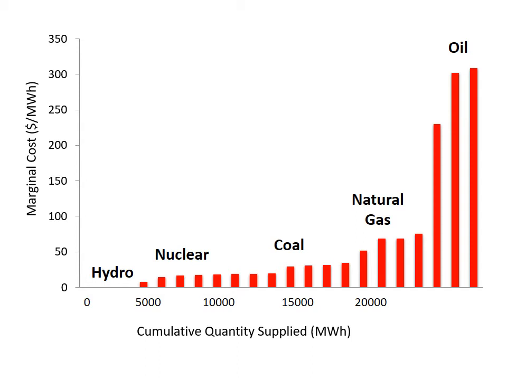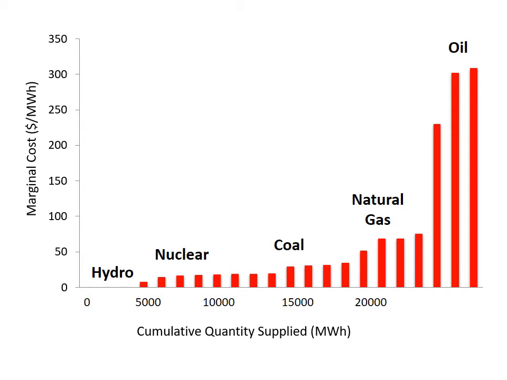So on the y-axis here, you have the marginal variable cost of producing electricity per unit of electricity. And then on the x-axis here, the cumulative amount of electricity that any one system could produce. And so this is what we would call the marginal cost or system supply curve.